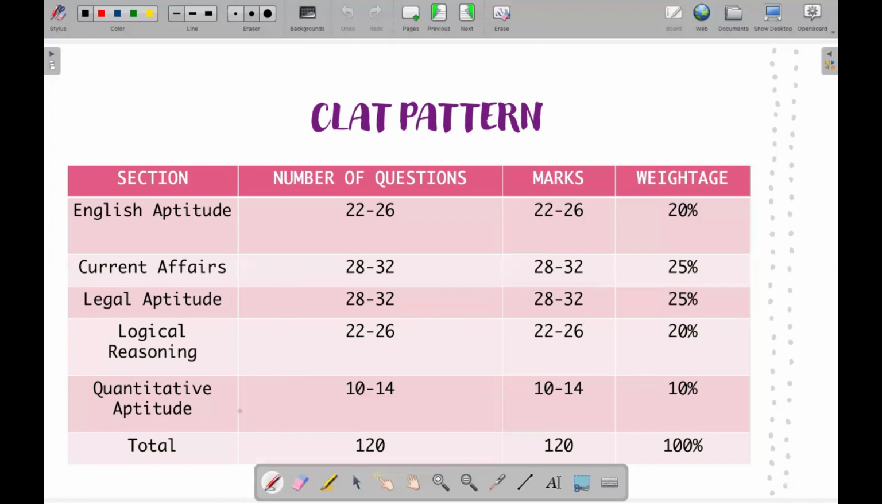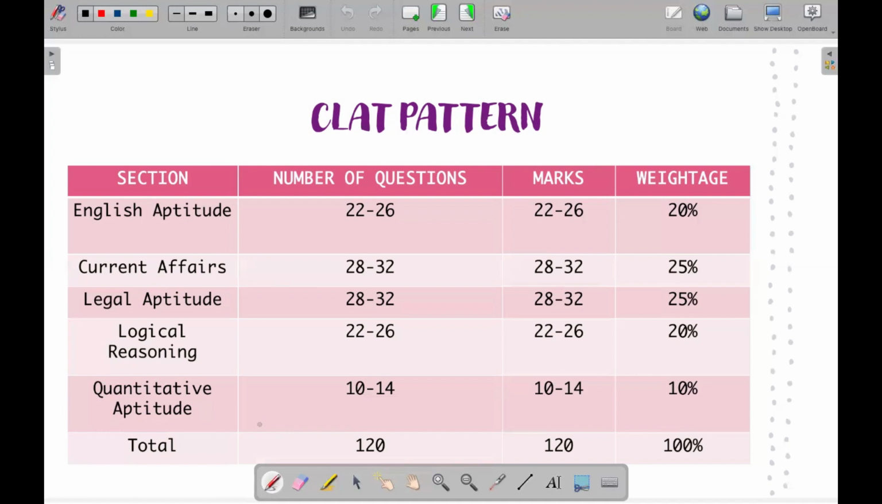And the last section is quantitative aptitude, which is maths. These days, CLAT maths is focused on data interpretation only. They give you information like graphs and charts, etc. You have to read that information, and you have to use formulas and techniques to come up with the right answer. The number of questions will vary between 10 to 14, each with a weightage of 1 mark, and it will carry an overall weightage of 10% in the larger scheme of things.